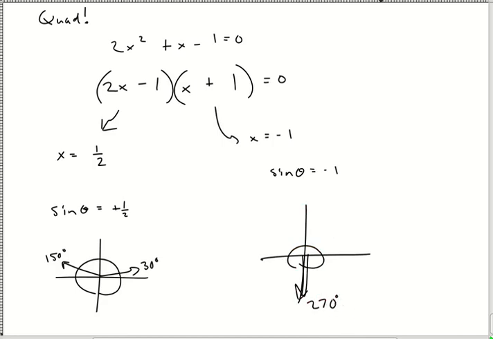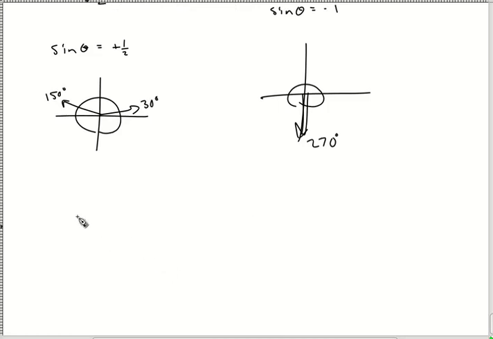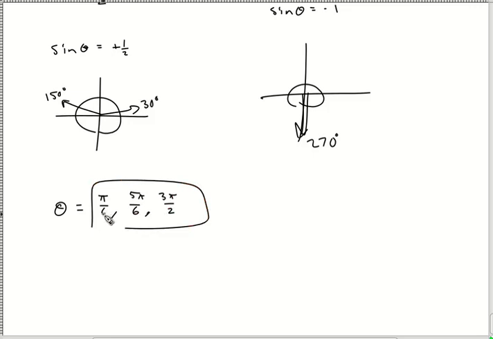That'll work. Okay, so those are my answers, but now I just need to put them all into radians, and then we're done. So pi over 6. Then I got the 5 pi over 6. And then I have the 3 pi over 2. And that's it, right? No tricks? No divide-bys? Nope, not this time.